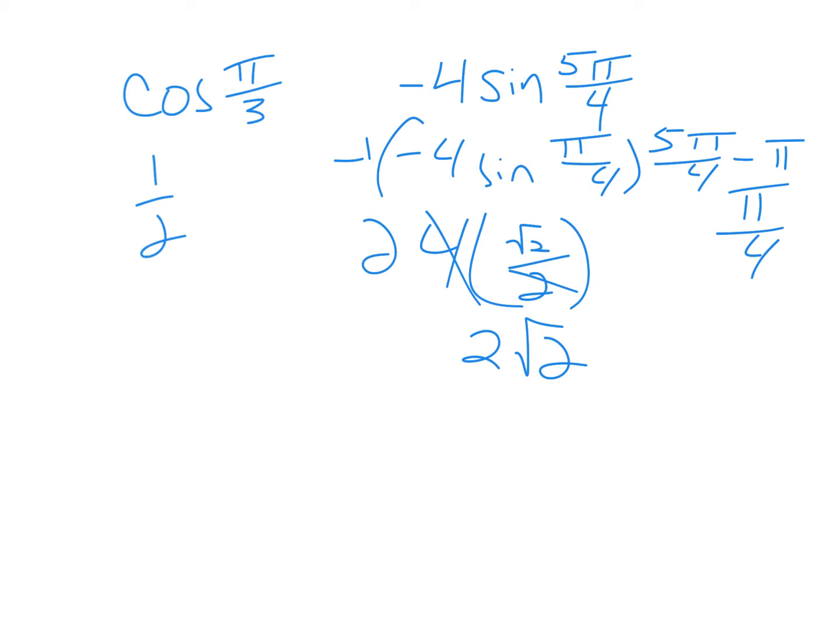If you would rather just use the unit circle and realize, oh, 5 pi over 4 is equal to negative root 2 over 2, please be my guest. That is fine. That is A-okay.